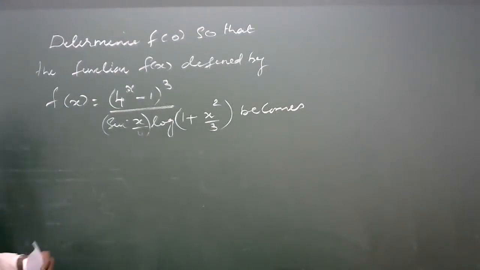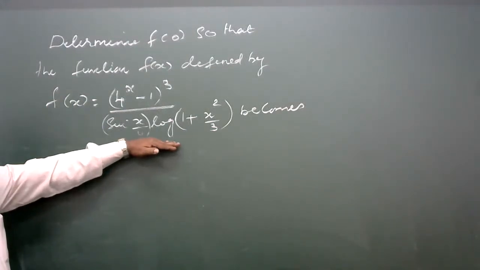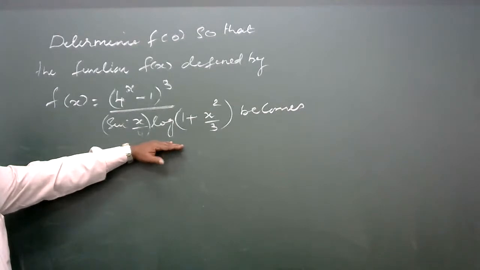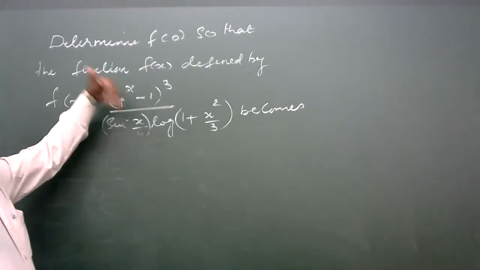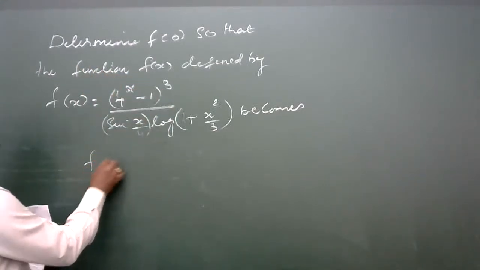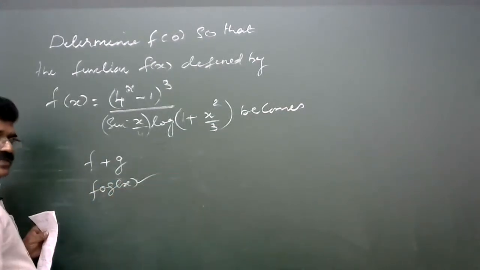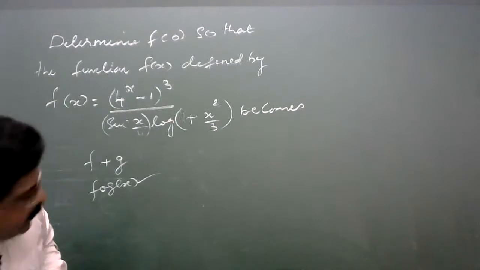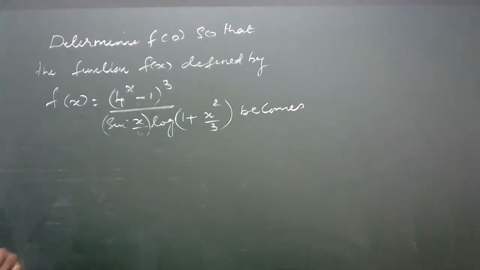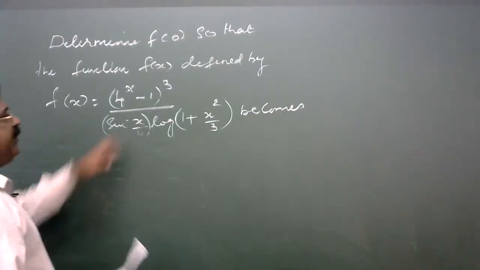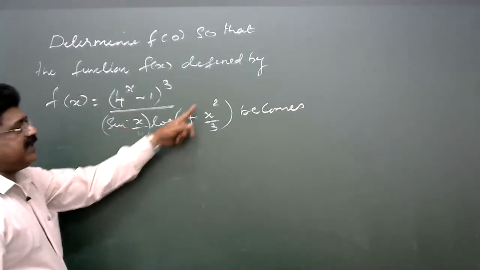So we studied the definition of a continuous function at a particular point, and the properties: product, addition. So f plus g is also continuous, f of g of x is also continuous. So many things have been explained by your teacher in the previous class. Now, let us come here. The f of x is equal to (4 to the power x minus 1) whole to the power 3 upon sine x by 4 into log of 1 plus x squared upon 3.